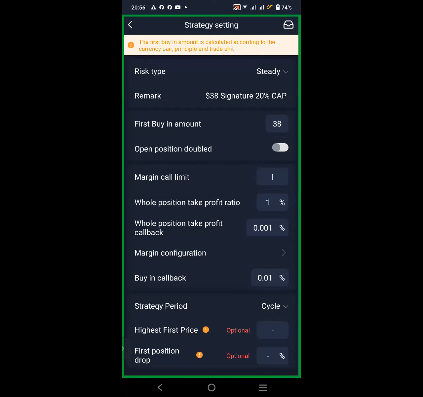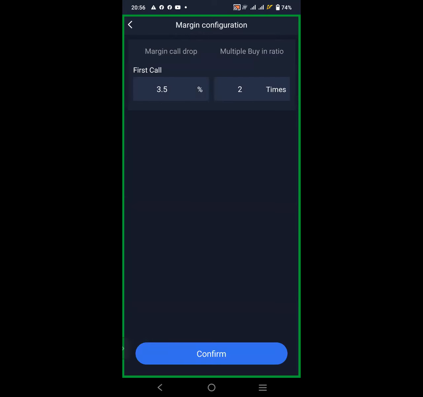Now, Coyote, you see there is margin configuration, and there's an arrow pointing to the right. Click on margin configuration, and let's get the percentages right. We are almost done. Look at how the margin arrangement is. You see there are 2 columns. We have margin call drop, and on the right-hand side, the heading of the column is multiple buy-in ratio. Now, ladies and gentlemen, pay attention here.